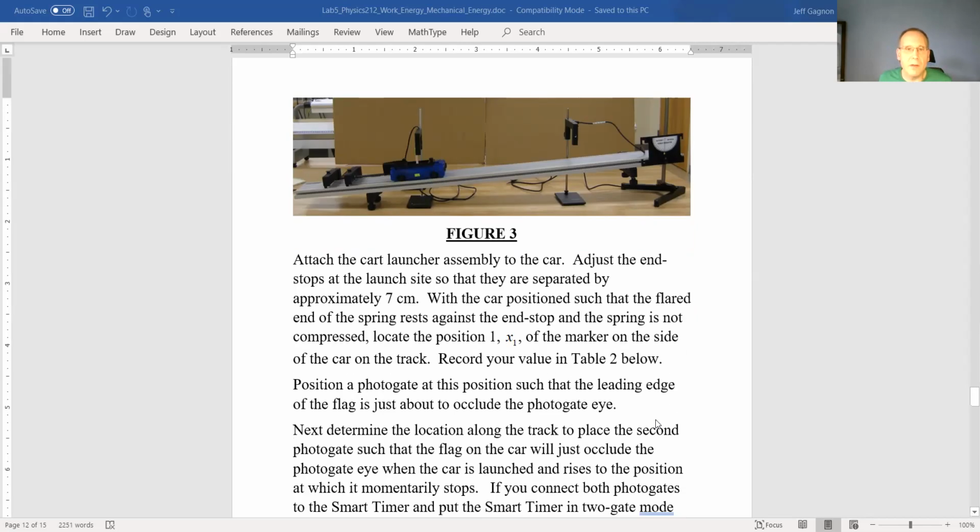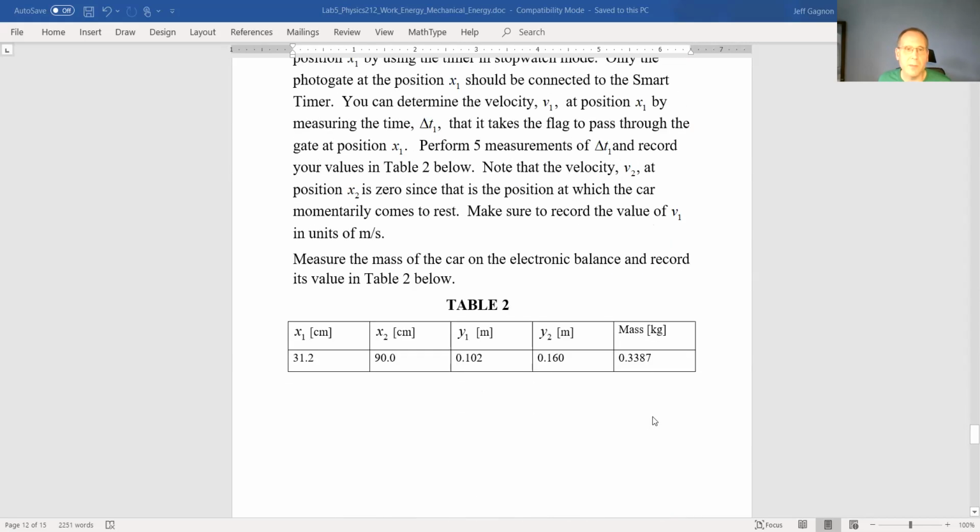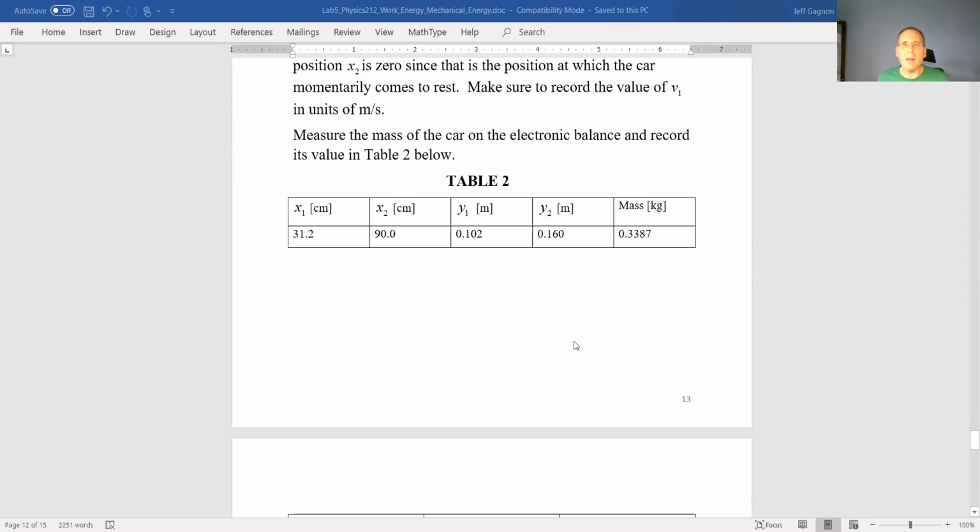Okay, so in terms of your lab report, here's what you need to do. I measured the initial height. So y1 is the initial height, in meters. And then when the cart launched up and reached the highest point, I measured it there as well. This is the highest point, 0.160 meters. And we also are going to need the mass of the car at some point.